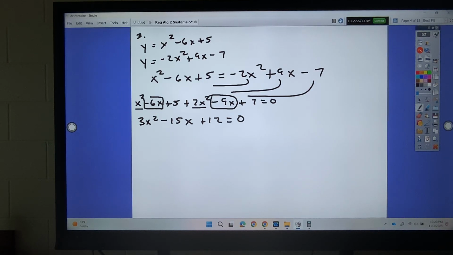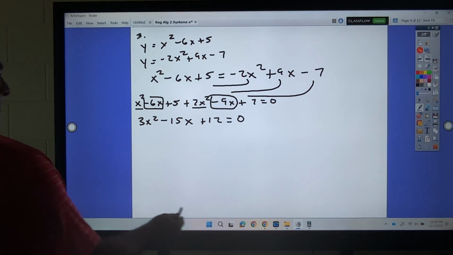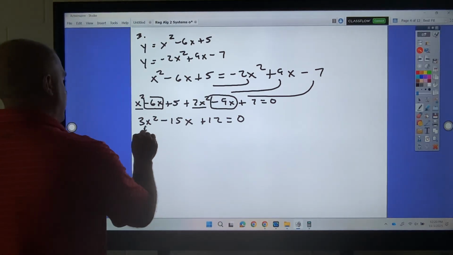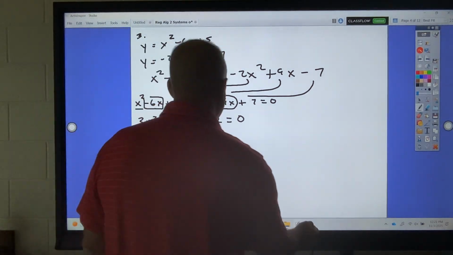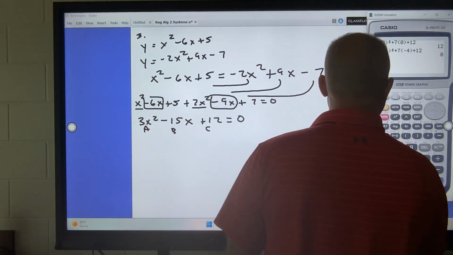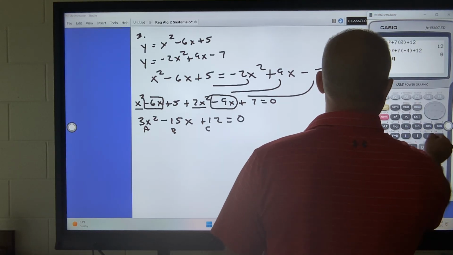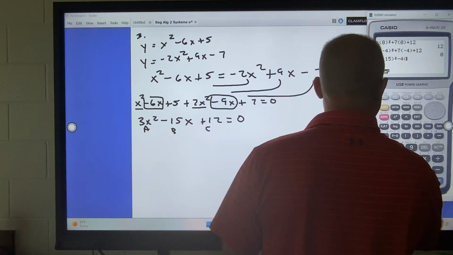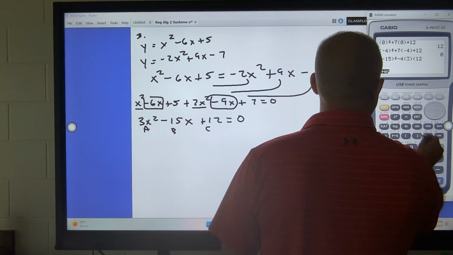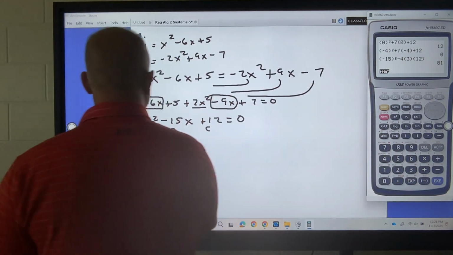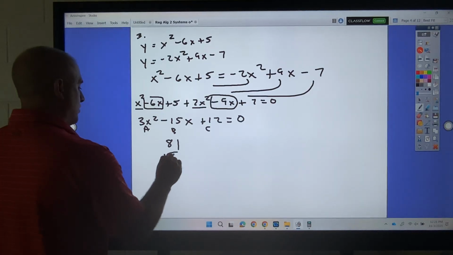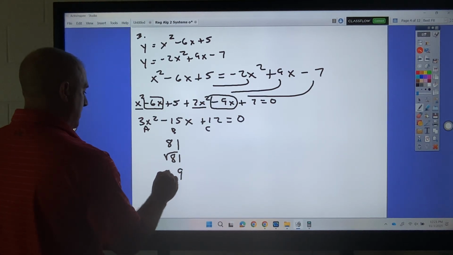Now, if you wanted to do the quadratic formula, this is my A, this is my B, this is my C. So I got negative 15 squared minus 4 times 3 times 12. Okay, discriminant would be 81. I take the square root of 81, I get 9.